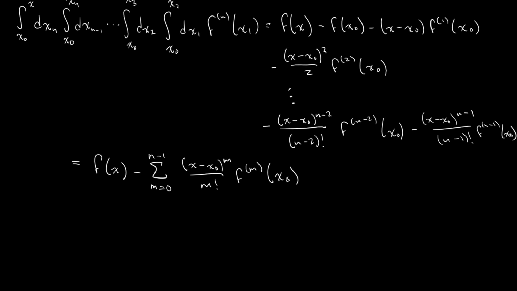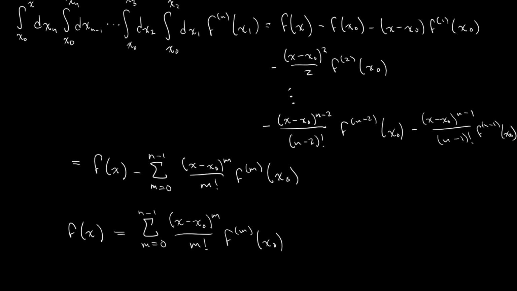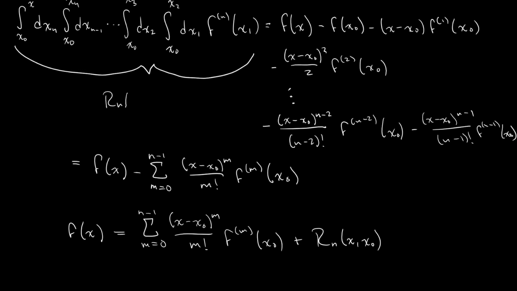Okay, so now all I have to do is solve for f of x, and then I have my function as a sum like this. That's fairly straightforward to do. I'll just write this as this sum, m equals 0 to n minus 1, (x minus x naught)^m over m factorial, f^(m) of x naught, plus some junk, which I'll call R_n of x and x naught. It depends on both of these, where this junk is essentially just this whole integral here.